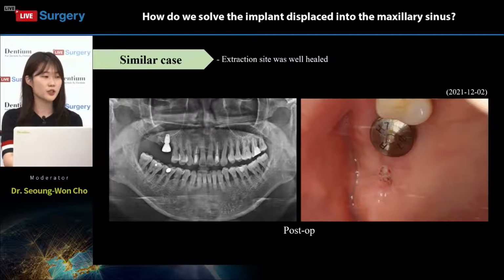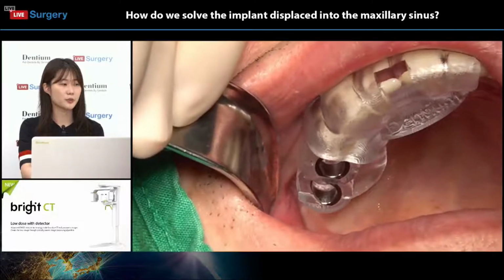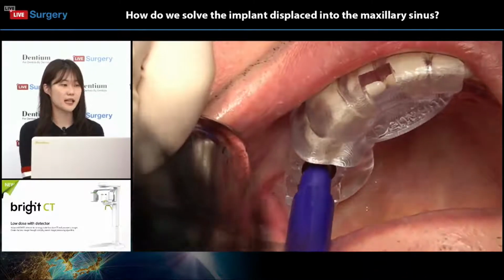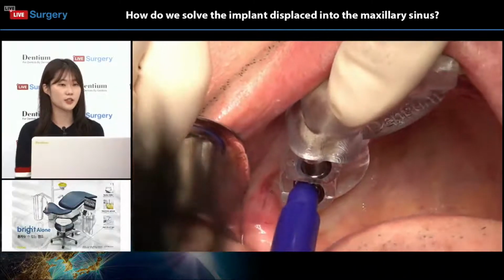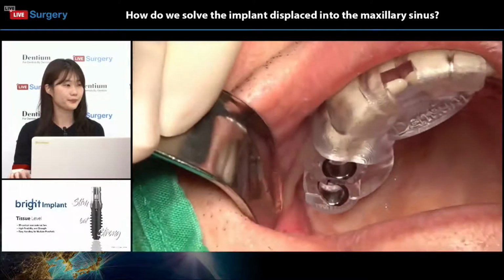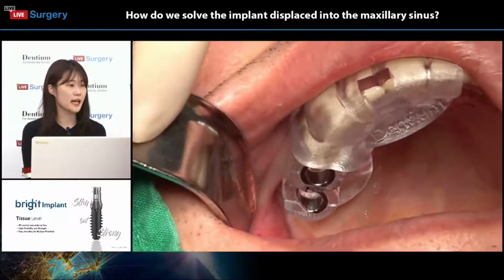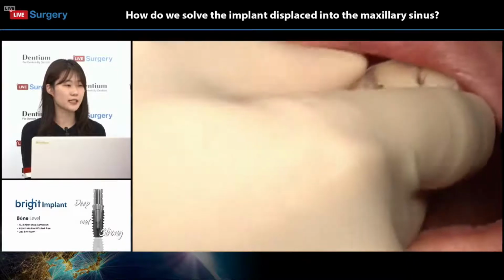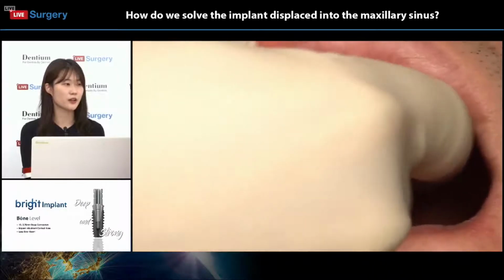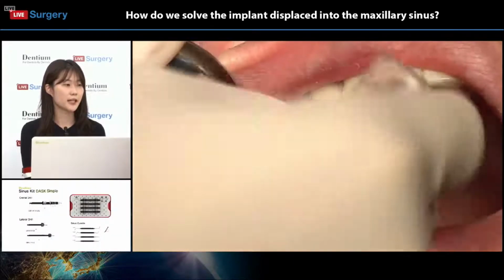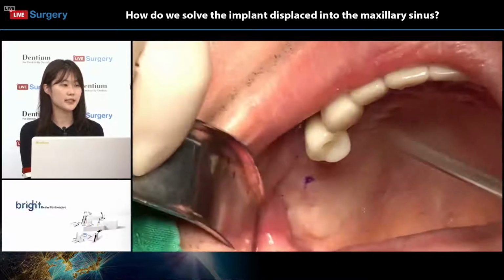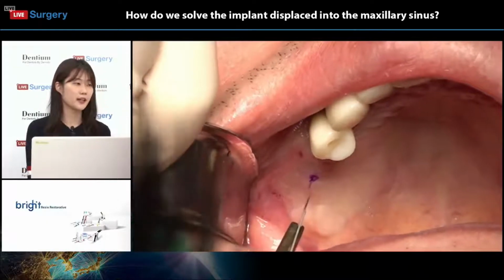Now let's proceed to the surgery. During medical procedures, please do not hesitate to leave comments regarding the surgery. The first important step of the guided surgery is the stable seating of the surgical guide. The prefabricated guide with metal sleeves is seated firmly with a finger.